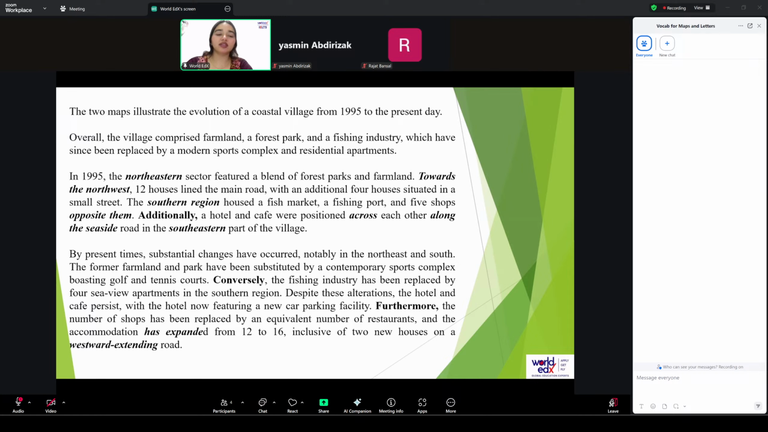Then you start with all the data. But when you talk about the data, you have to use the directional vocabulary. So you have the northeastern side, you have the northwest, you have southern region, you have opposite, you have additionally, which is a connector. Definitely it showcases that you have a very flexible way of speaking in English. Then you have the spatial directions like across, along, on the southern, in the southern part. So these are the exact words that definitely need to be there. Then you have furthermore, has expanded.